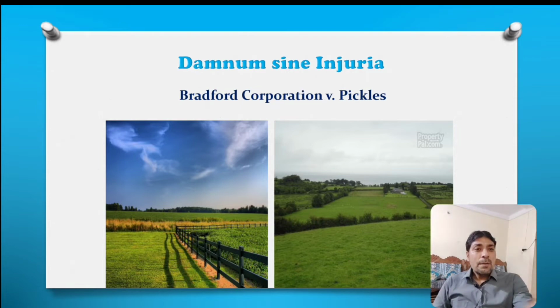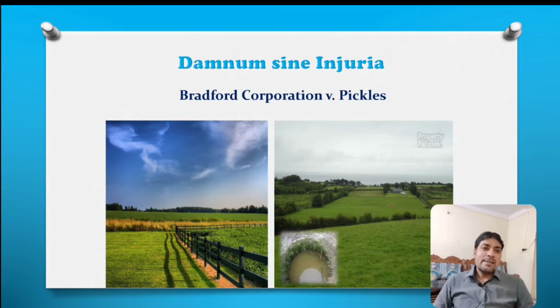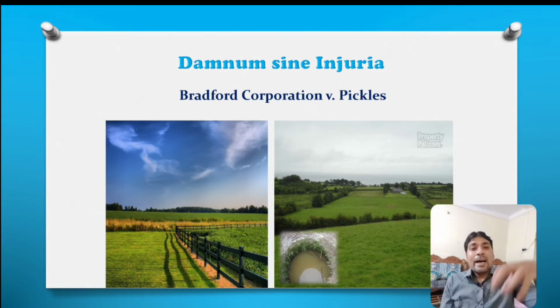Because the Bradford Corporation had not purchased the land of Pickles, Pickles dug a well in his own land, due to which the water in the land of the Bradford Corporation decreased, and the Bradford Corporation sustained a loss, as due to the lack of water there was a loss to the factory of Bradford Corporation.